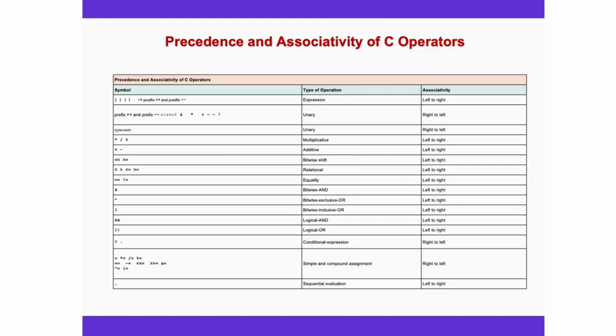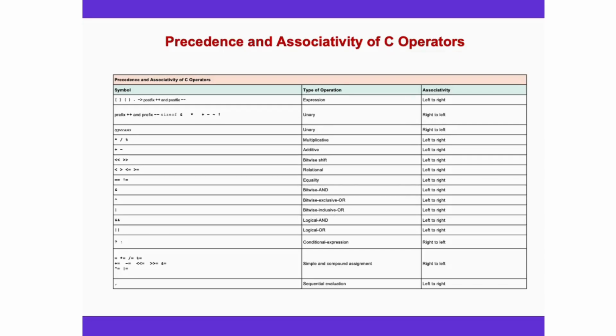Before seeing the example, we must know about the precedence and associativity of C operators. This table helps us understand how the precedence and associativity of C operators take place. There are three columns: first column symbol, second column type of operation, third column associativity. The first column shows many symbols in different rows.